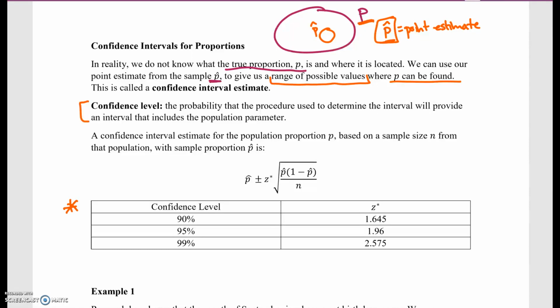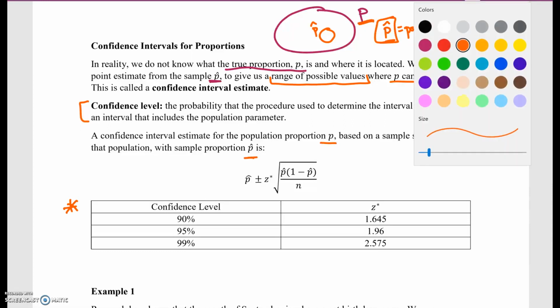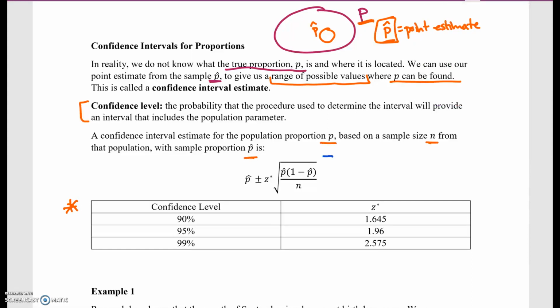Basically, a confidence interval estimate for the population proportion p, based on sample size n from that population, with sample proportion p hat, is given by this. This is something that you really need to know, so make sure that you copy this down, put it on your cheat sheet, whatever you want. p hat plus or minus z star square root of p hat times 1 minus p hat divided by n. That is my confidence interval estimate.